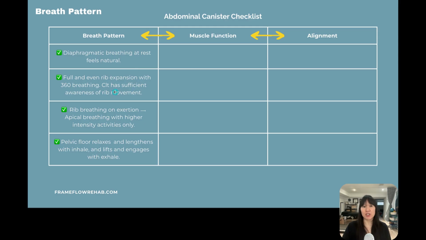Looking at rib expansion, as mentioned before, we want to make sure that they're able to access the ribs. They have to be aware of the rib movement just to begin with, so that they can check themselves when they're out in the world, not in front of your eyes. Third is rib breathing on exertion, right? So we want to make sure that the apical breathing or the shoulder breathing is only coming in when they're doing very taxing exercises, and the rib breathing is really something that is more natural for them to utilize versus coming up here all the time.